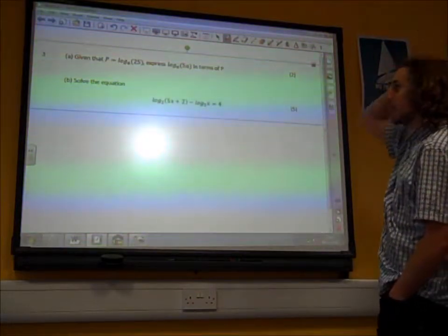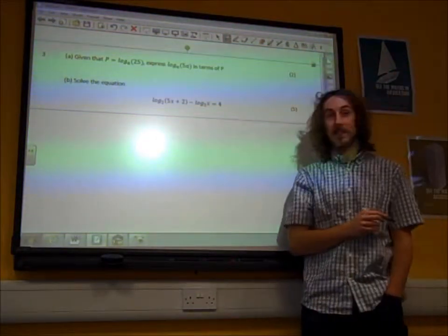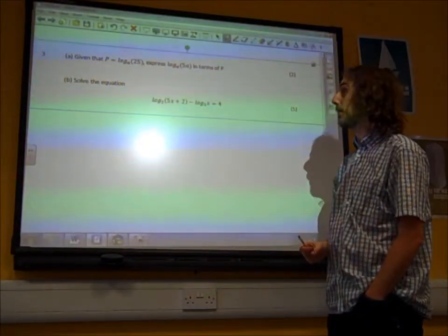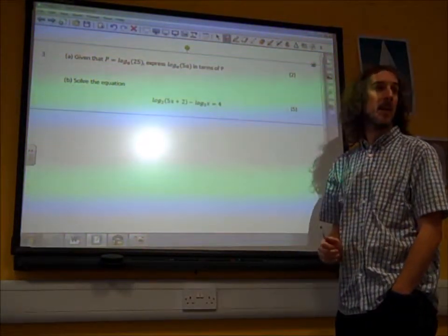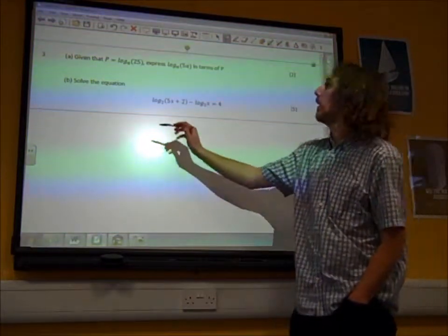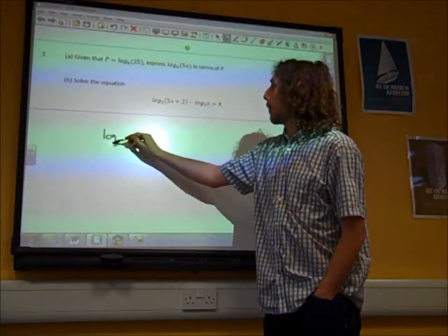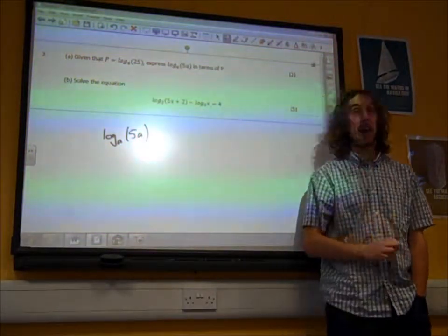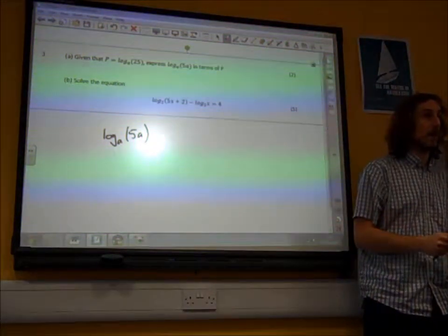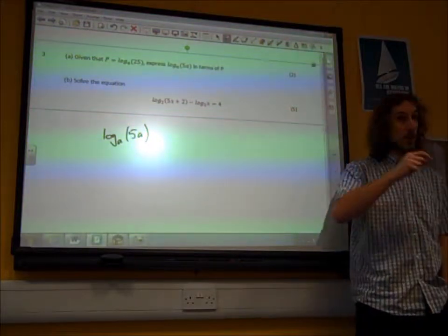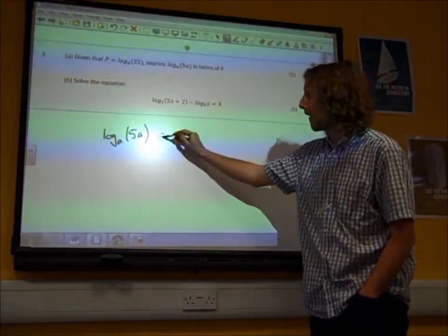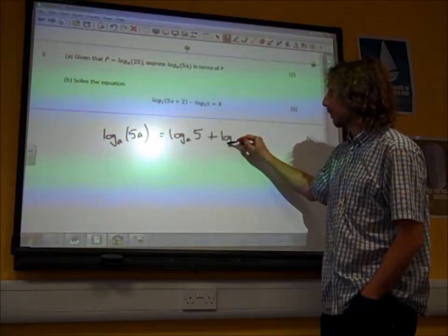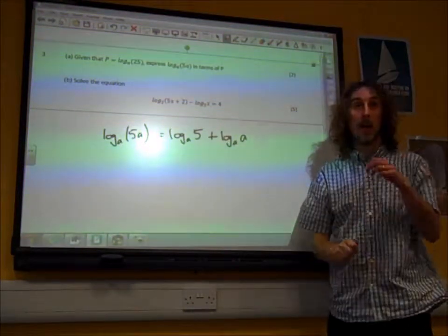Okay, so the next question. Given that P is log base A of 25, express log base A of 5A in terms of P. Part of the problem here is trying to work out actually what we're being asked for. We're asked to do something with log base A of 5A. So let's use our laws of logarithms. Let's split this up. This is log base A of 5 plus log base A of A.